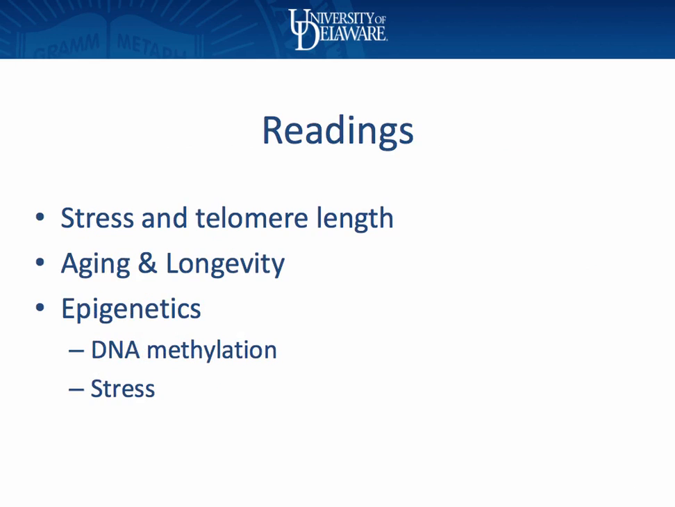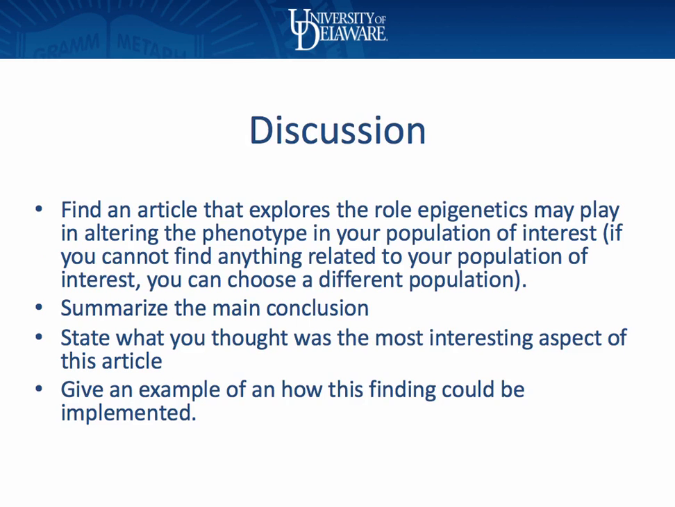So for your readings, you're going to be reading about stress and telomere length, aging and longevity, and epigenetics such as DNA methylation and stress. For your discussion for this module, we want you to find an article that explores the role epigenetics may play in altering the phenotype of your population of interest. If you cannot find anything related to your population of interest, you can choose a different population. So when you look for articles, I suggest you start off by searching epigenetics and the condition you are interested in. For my research, I would type in something like epigenetics and pain and environment.